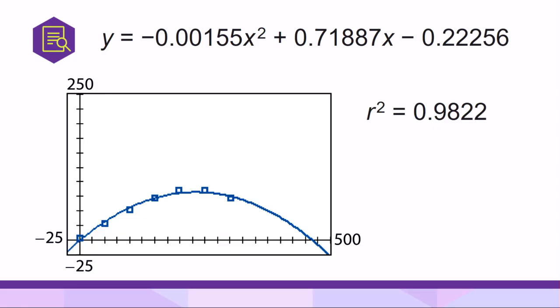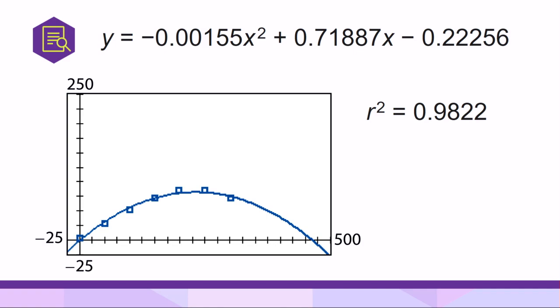Our quadratic equation of best fit is going to be y equals negative 0.00155x squared plus 0.71887x minus 0.22256. And we can use it to find the estimated height y at any given horizontal distance x.